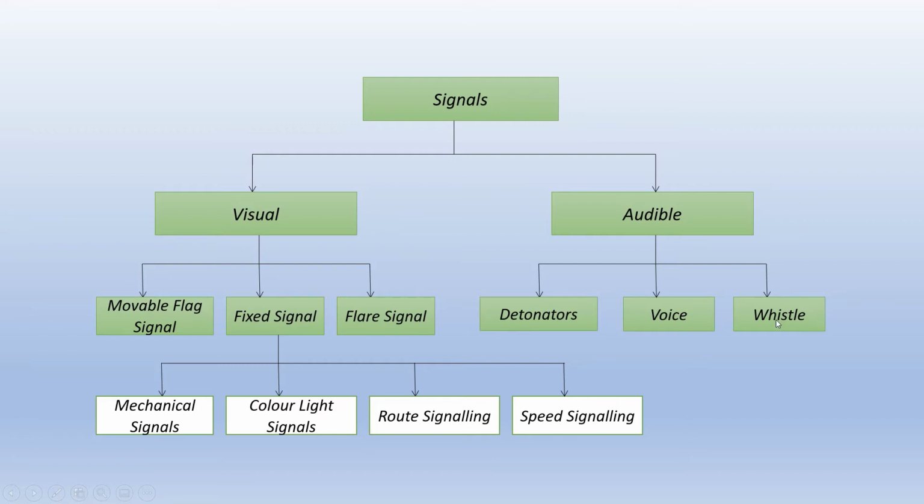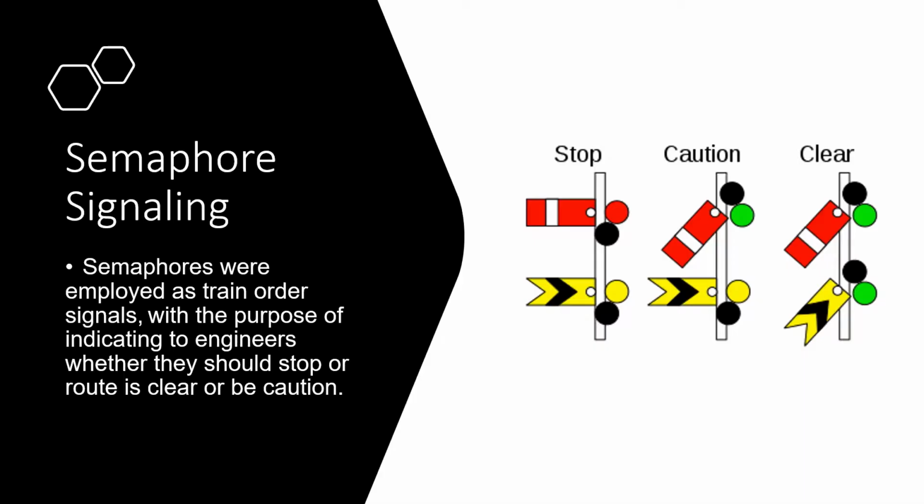Let us see the most widely used signaling systems in railway signaling. Those are semaphore signaling. This has been used in railway signaling for decades, and semaphores were employed as train order signals with the purpose of indicating to engineers whether they should stop, the route is clear, or to be cautious.